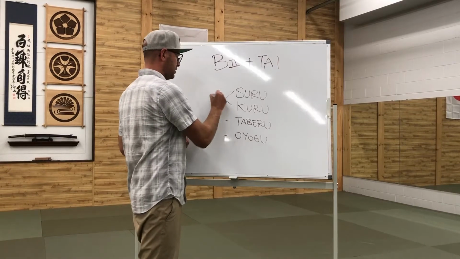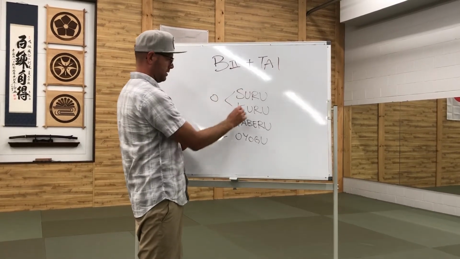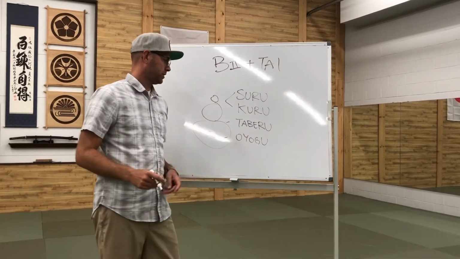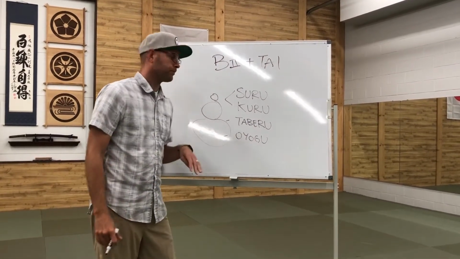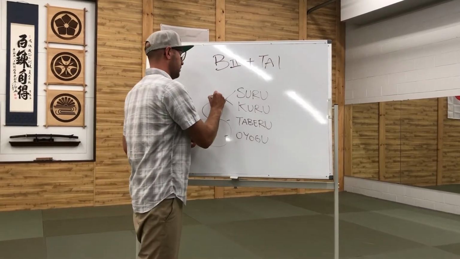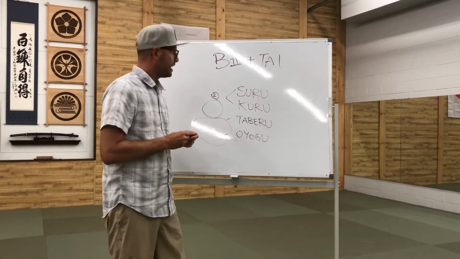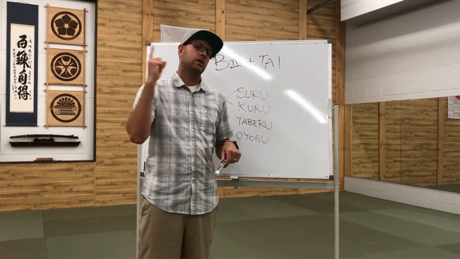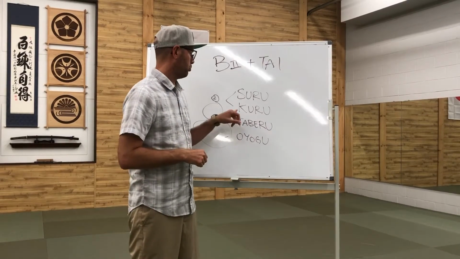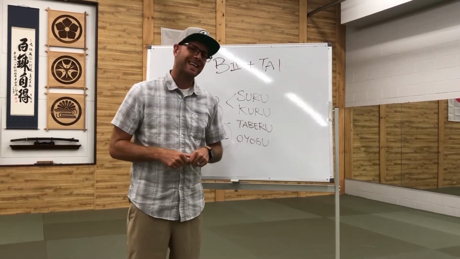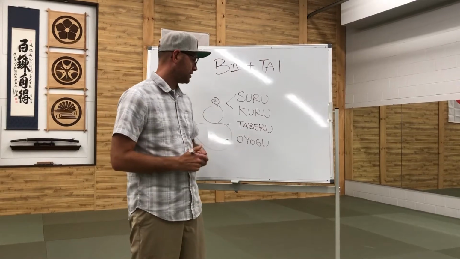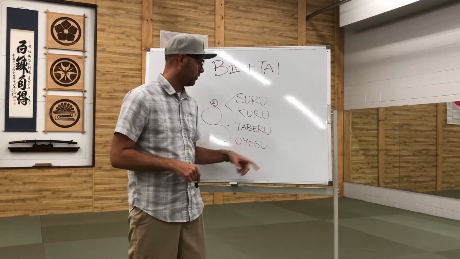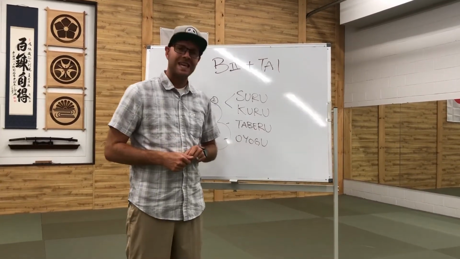So in our snowman analogy, this would be the top of the snowman, middle of the snowman, and the bottom of the snowman. Again, most verbs are yodan. We only have 2 that fall in the irregular pattern. But for today, you've got to learn base 2. So base 2 of suru was shi. Base 2 of kuru was ki. Base 2 of taberu would be the stem, tabe. And base 2 of oyogu would be oyogi.